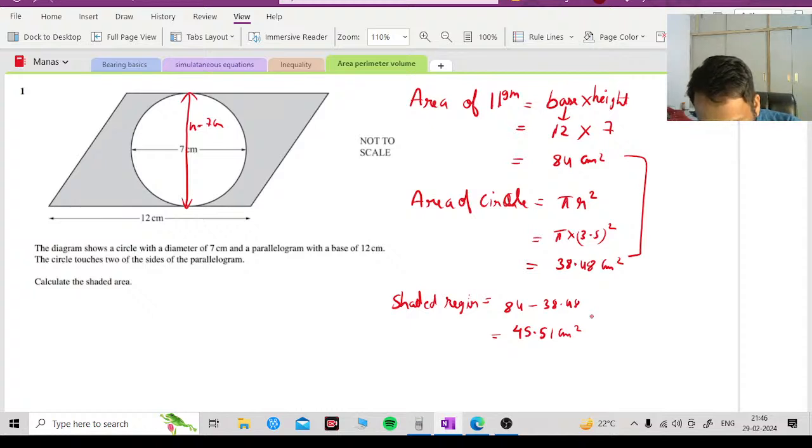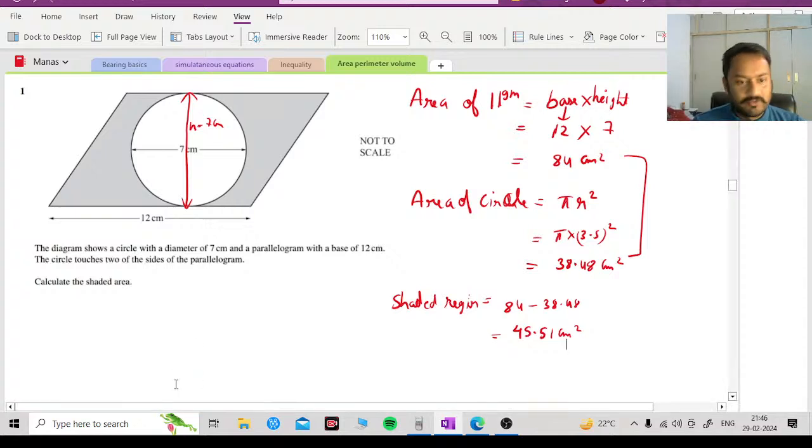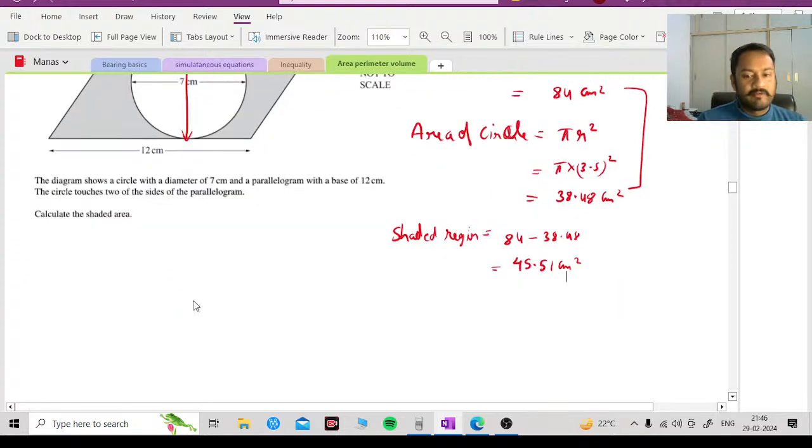Okay, Puranjay, you got the correct answer, very good. Lekhansh's answer, yes, correct, very good. Bhavyakati, 45.51, very good beta, clear. So this is very simple, we have done it, correct answer 45.51.